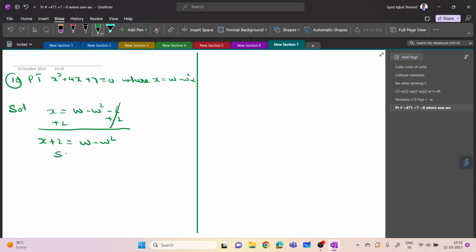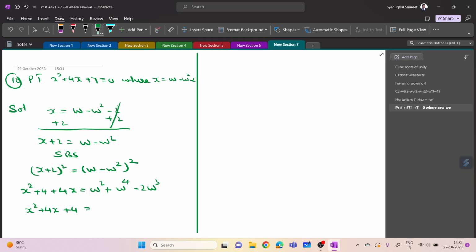Now what I am doing is squaring both the sides. So (x plus 2) whole square equal to (omega minus omega square) whole square. So (a minus b) whole square is a square plus b square minus 2ab. So omega square plus omega to the power 4 minus 2 omega cube. Omega cube is 1. So this is x square plus 4x plus 4 equal to omega square plus omega to the power 4 minus 2 omega cube.